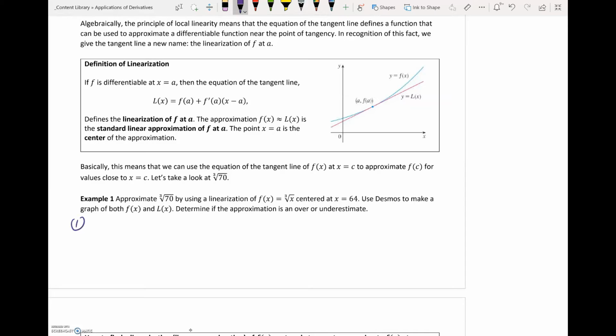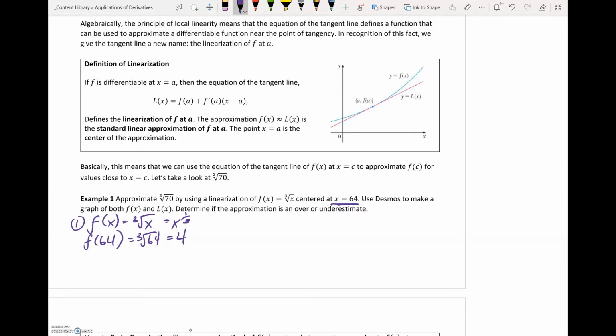So the first thing we're going to do is find f of a. f of x is the cube root of x, or in other words, x to the power of one third. Now we need to find f of a, or in this case f of 64, because that's what we're centering around. And this is 4. Okay, so we have that first part.